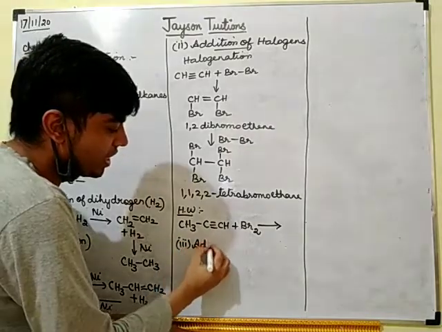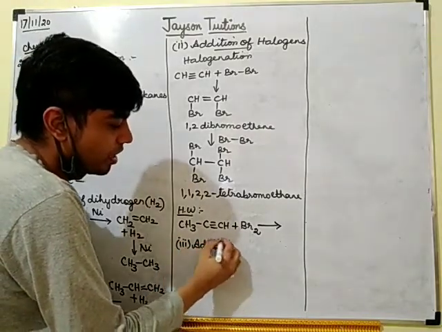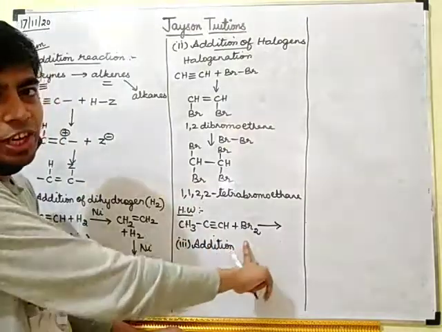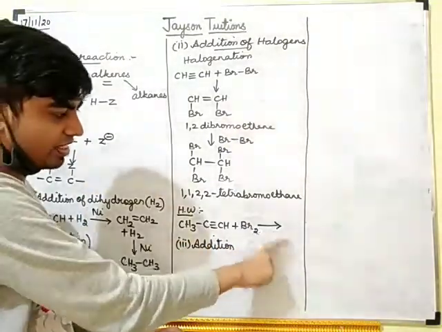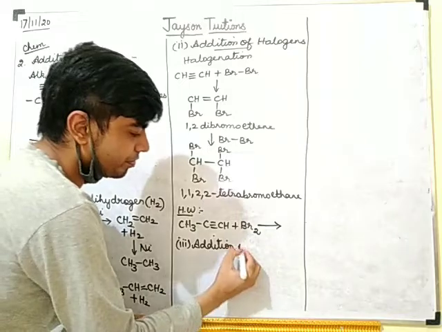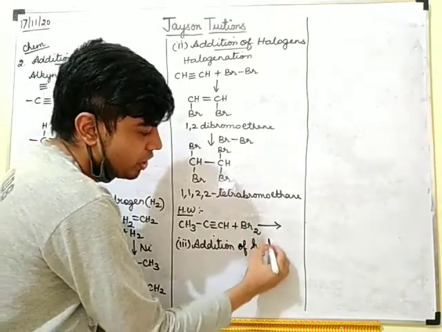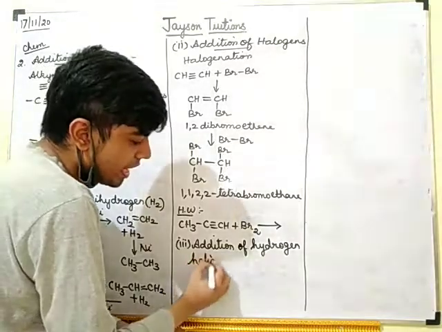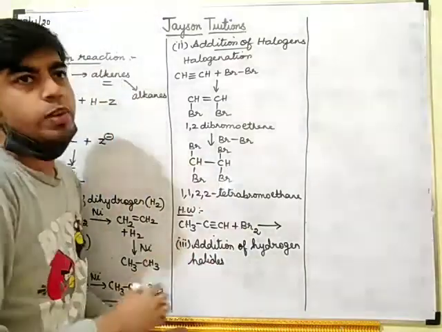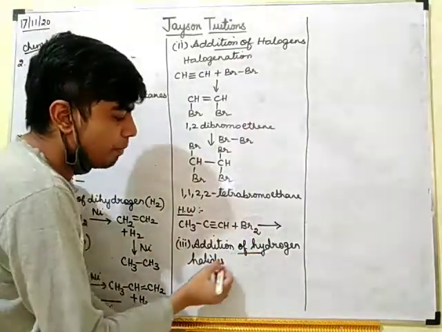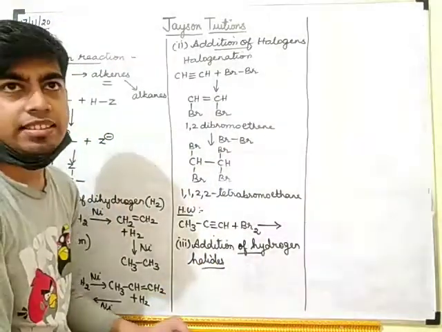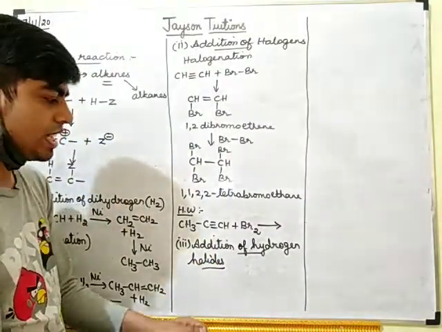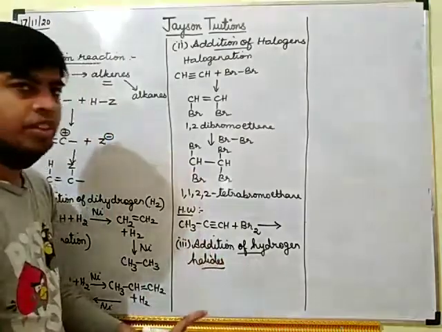Next, third one. Addition of hydrogen halides. Those who are watching the video, I should see the answer for this homework. Addition of hydrogen halides. Hydrogen halides means what? Hydrogen with one halogen. For example, HBr, HCl, all these are hydrogen halides. So hydrogen with one halogen.